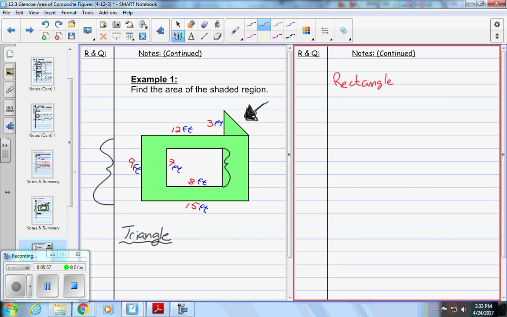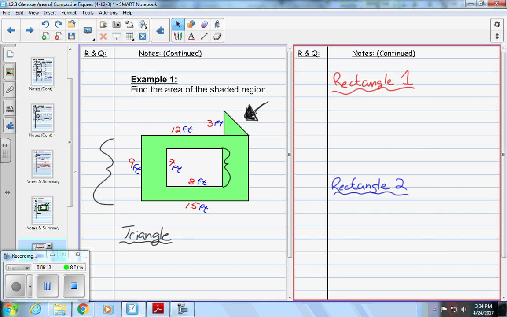And I'm going to call it rectangle 1 because we're going to have also a rectangle 2. And notice I'm leaving space to do math below each of these little sections. Again, it's going to be important that we stay organized during these problems. Let's start with the triangle.